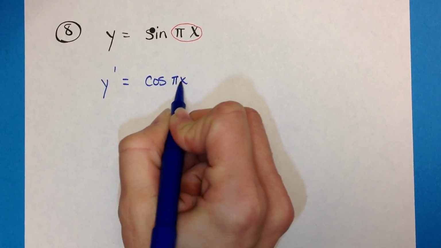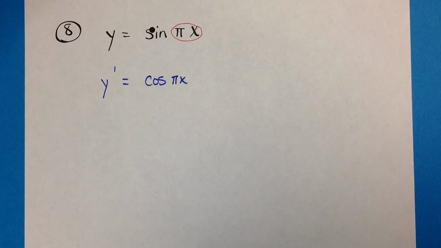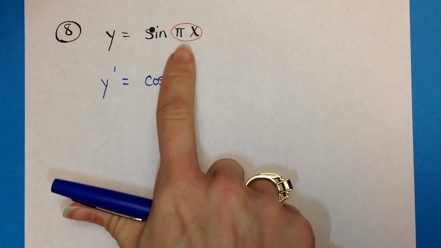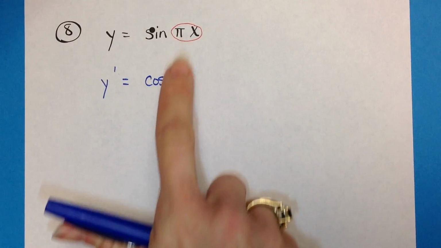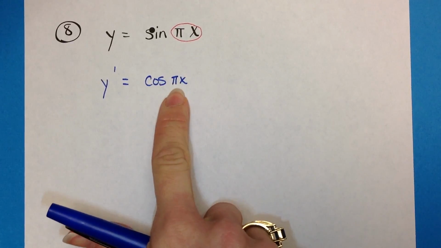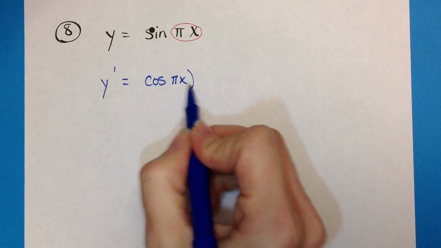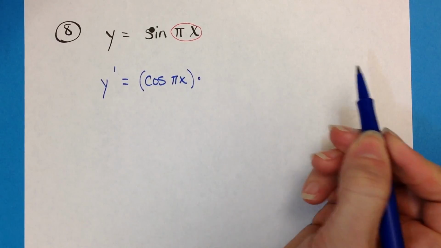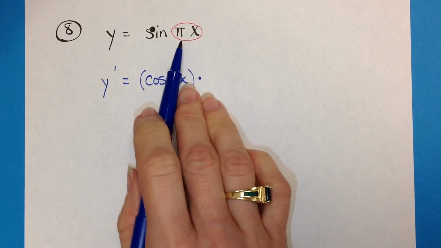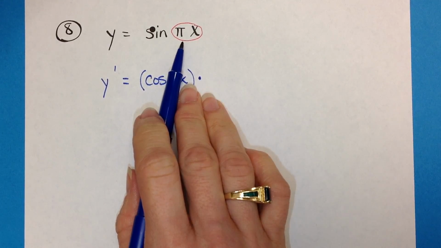Alright, so when you do that step where you're taking the derivative of the outside, whatever your argument is here, that needs to be left the same. Now you're going to multiply this times the derivative of the inside. Now remember, the part that I've circled here is the inside part.